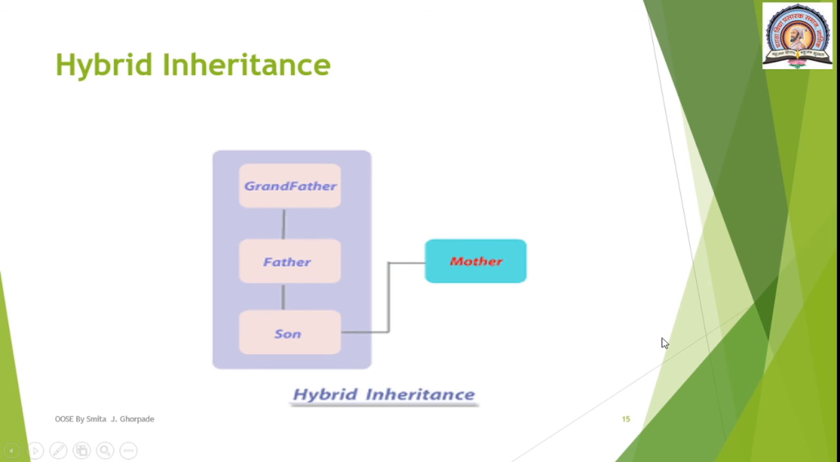Then next is hybrid inheritance. Hybrid inheritance is a combination of any of the previous four inheritances, that is single inheritance, multi-level inheritance, multiple inheritance or hierarchical inheritance. There is no particular schema or structure for hybrid inheritance. So these are the 5 different types of inheritance.